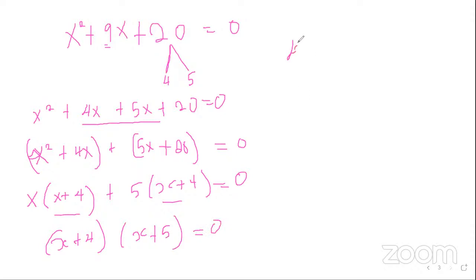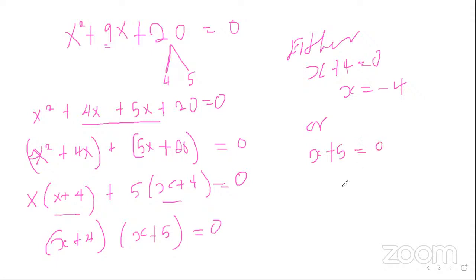And then we say either x plus 4 is equal to 0, and here x becomes negative 4, or the second bracket, x plus 5 is equal to 0, and x is equal to negative 5.